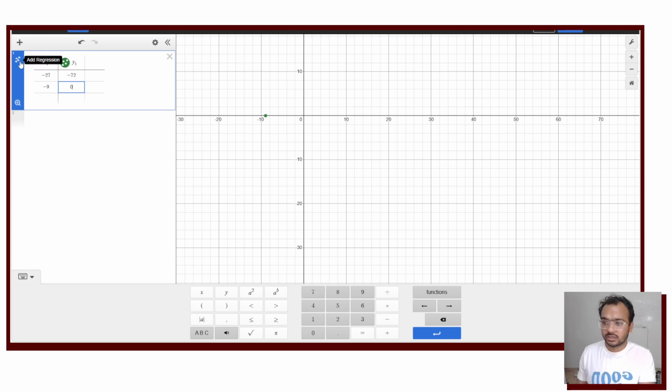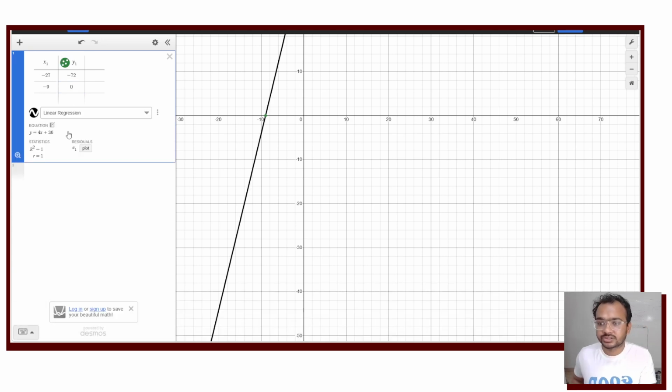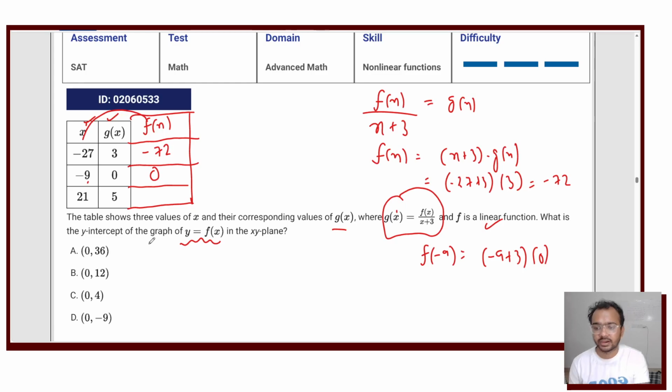Now we want it to be a linear function, so we'll add this regression, and linear regression will be giving you 4x plus 36. So it is of the form mx plus b, where 4 is the slope and 36 is the y-intercept. The question was asking y-intercept, so it's going to be 0, 36.